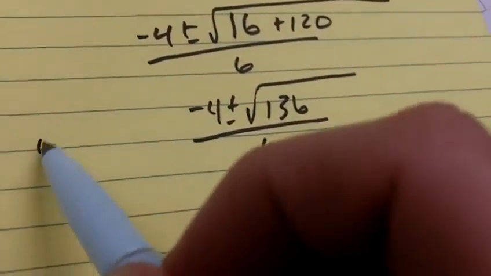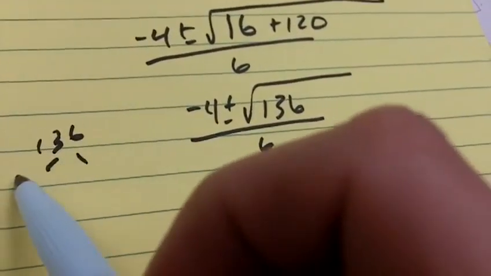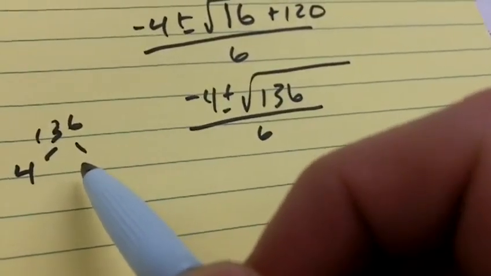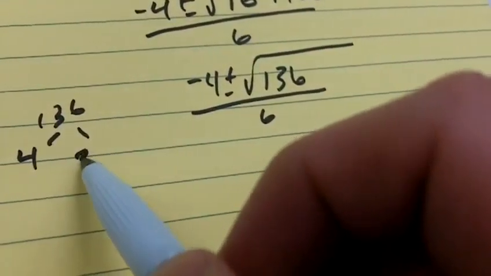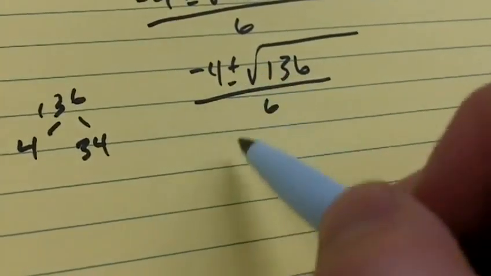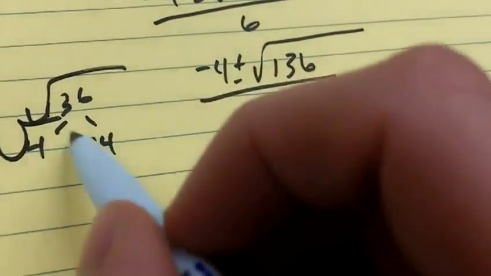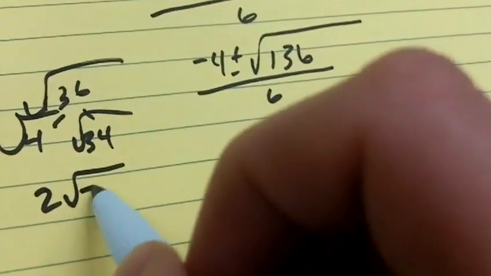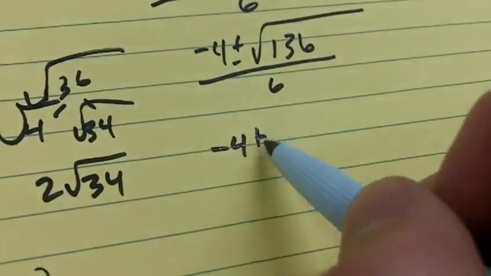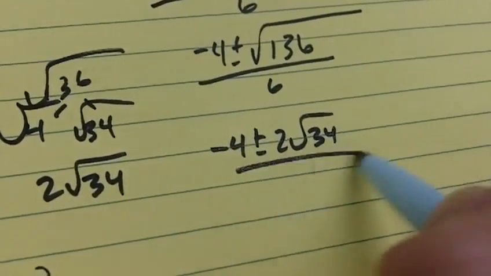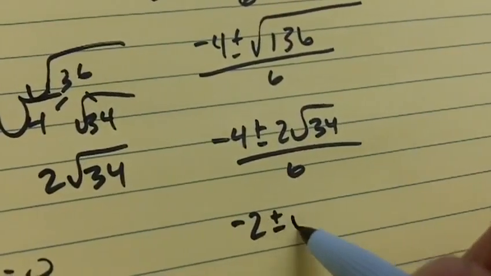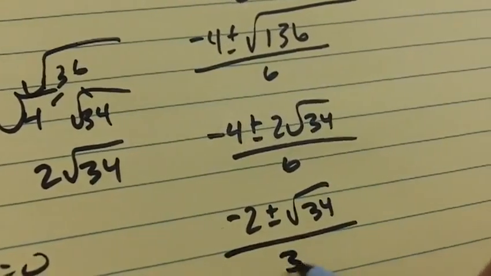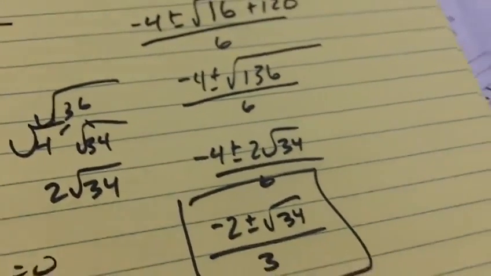136 does have a perfect square in it, so I'm going to go over here and simplify this. 136 is the same thing as 4 times 34. So square root of 136 becomes square root of 4 times square root of 34, which is 2 square root of 34. Negative 4 plus or minus 2 square root of 34 over 6. These all have a 2 in them, so I'm going to divide 2 out of each of those. I'm going to get negative 2 plus or minus radical 34 over 3. And that'll be my answer.